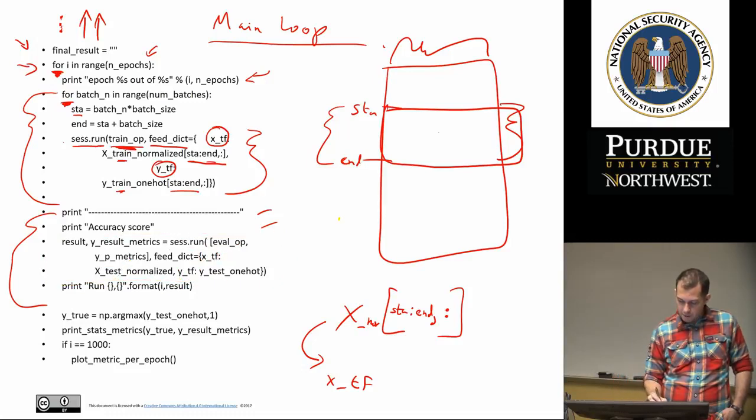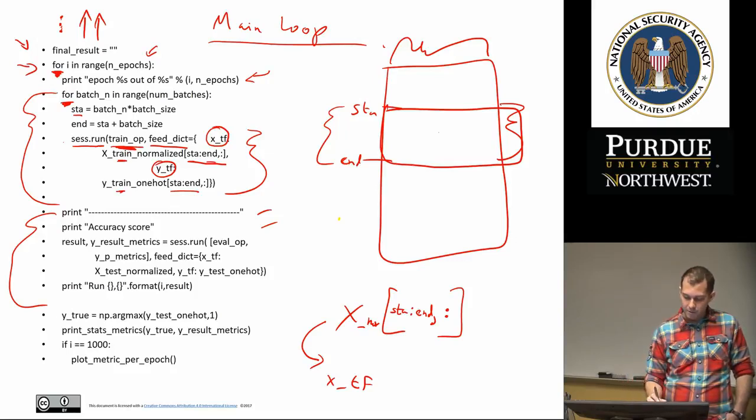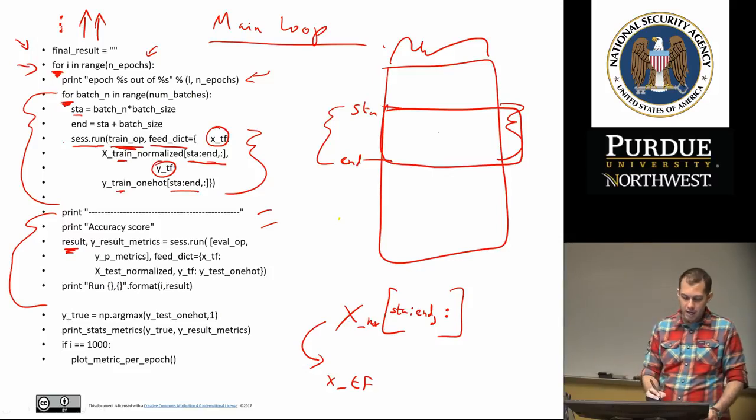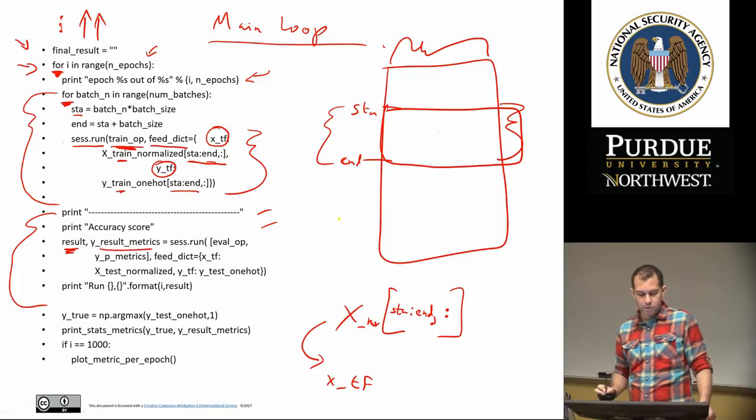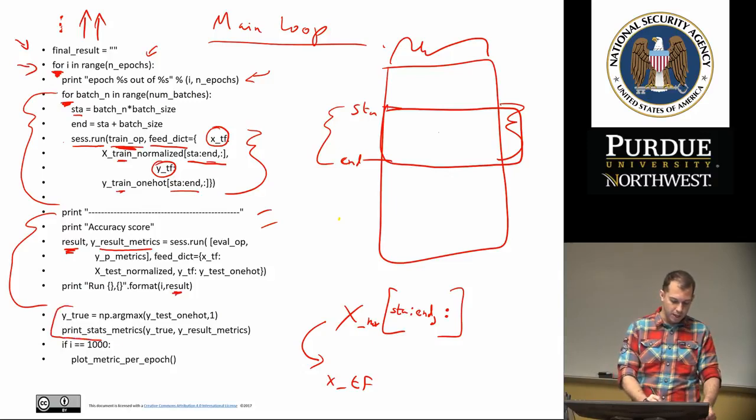So again, session run, we call eval op and YP metrics. We give it the feed dictionary. We assign all of X test normalized to XTF and all of Y test one hot to YTF. Once we have this, because we called two nodes, session run will return two values. One is assigned to result, and that's just going to be like your accuracy, and the other one is assigned to Y result metrics, which is something that we can further use to evaluate the performance of our classifier. So result can be printed out here, and then that just leaves us with these two lines of code.